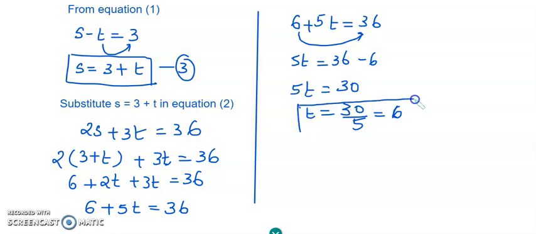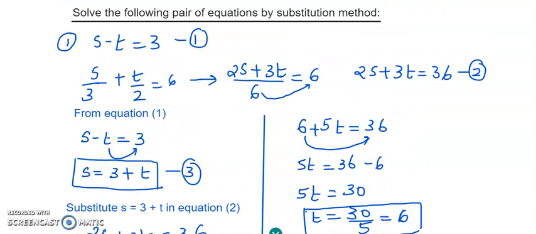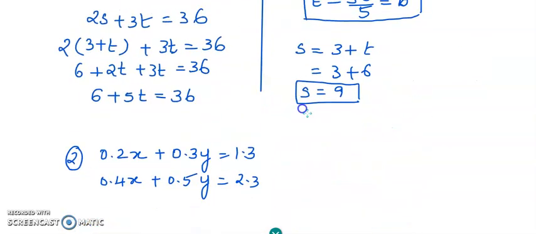Now we are going to substitute the value of t in equation 3 so that we get s. So we write down the third equation: s is equal to 3 plus t, which is 3 plus 6, which is 9. Hope this is clear. What did we do? We first rearranged equation 2 in such a way that the denominators were resolved and it simplified into a simple equation. Okay, let's take the next one.